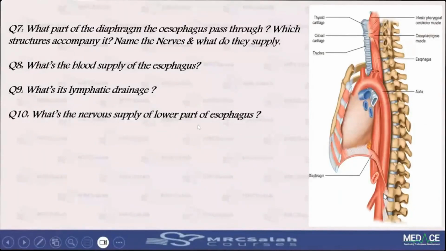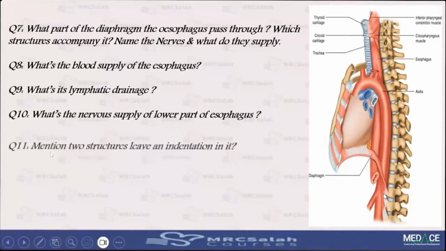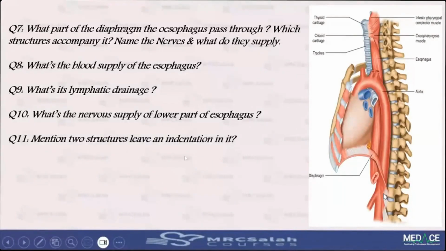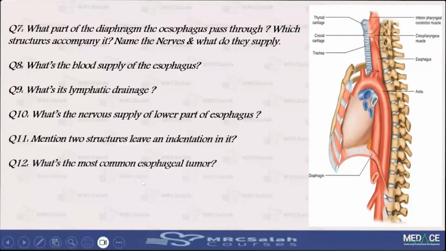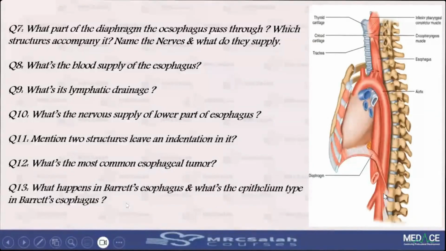What is the nerve supply to the lower part of the esophagus? The sympathetic by the sympathetic chain and parasympathetic by the posterior vagal trunk. Yes, forming the esophageal plexus. Mention two structures that leave indentation in the esophagus. The arch of the aorta, the left bronchus, also the left atrium. What is the most common esophageal tumor? The squamous cell carcinoma. What happens in Barrett's esophagus?